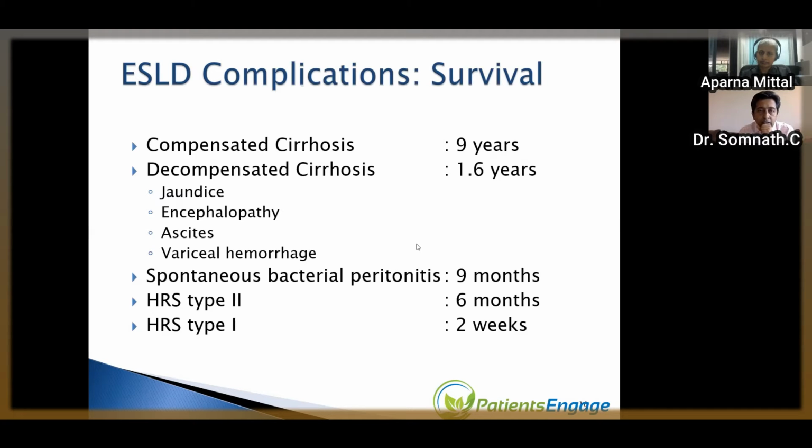Once you start getting decompensated cirrhosis or complications of cirrhosis, as we talked about, the survival goes down rapidly to 1.6 years. If you develop an infection in the fluid in your belly, the survival goes down further to 9 months. And if your kidneys start getting affected, depending on how fast the kidney is getting damaged, the survival can be 6 months to 2 weeks. So this is to give you a timeline of how urgently it's required that you go and seek proper help. Next slide.